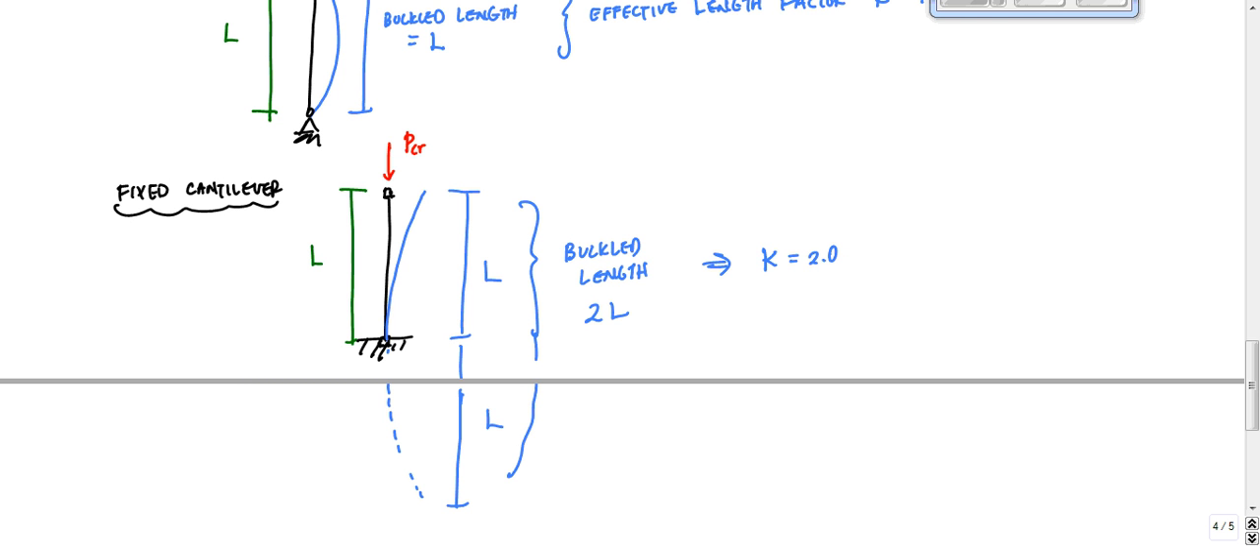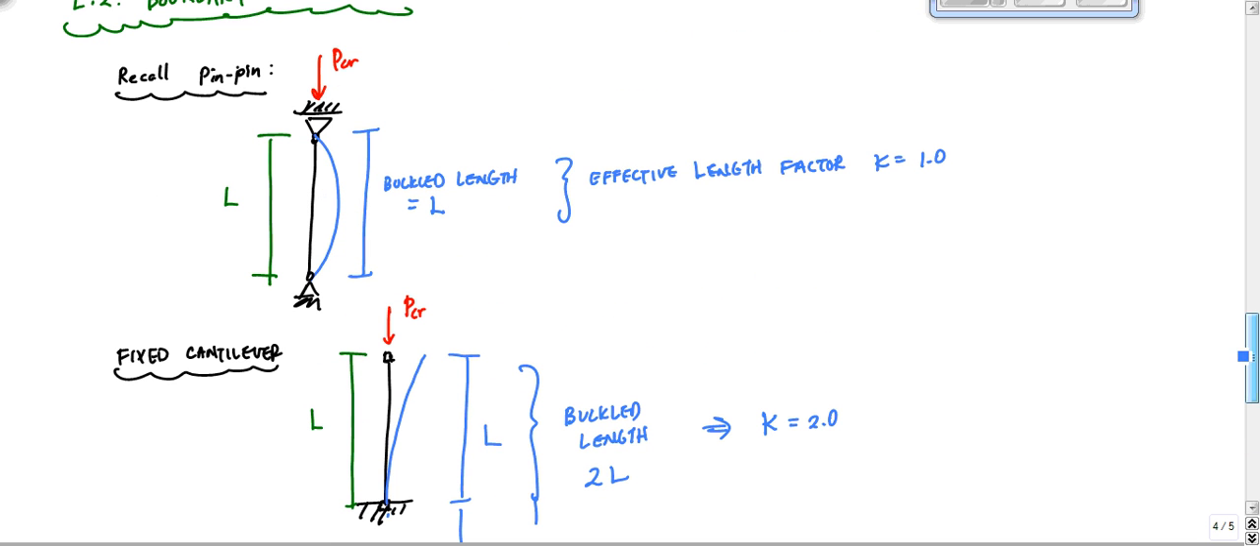Which column do you think is easier to buckle, the top or the bottom? What do you think will take less force? If I hold it like this, or if I just hold it at one end like this?